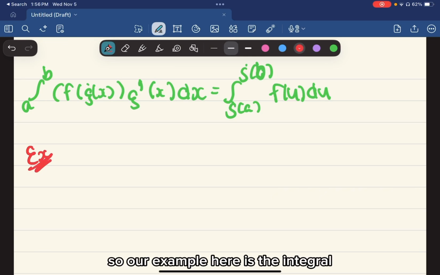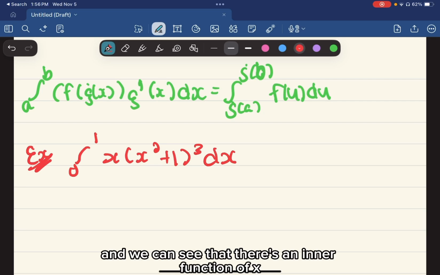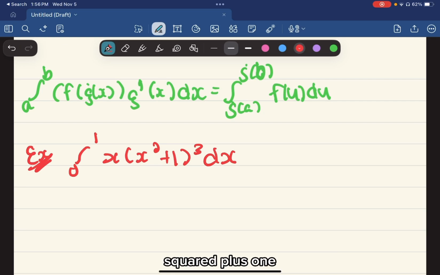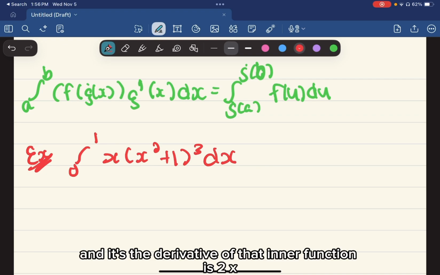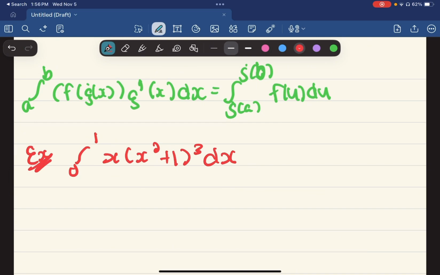So our example here is the integral from 0 to 1 of x times (x squared plus 1) cubed dx. And we can see that there's an inner function of x squared plus 1 raised to a third power, and the derivative of that inner function is 2x. So that tells us that substitution will work nicely here.